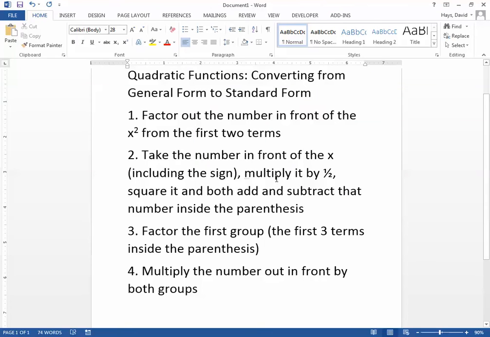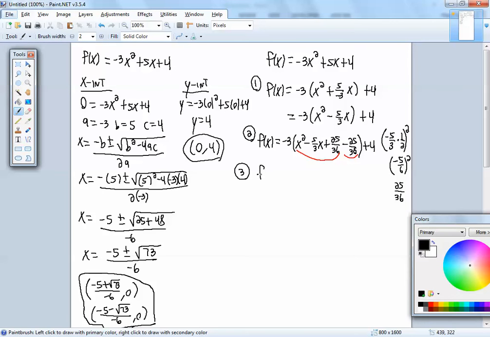Step 3. Factor the first group. So we got f of x equal to negative 3 times x minus 5/6 squared, minus 25 over 36, plus 4. So I factored the first three terms. Now it's pretty easy to factor if you remember this trick. Whatever number's right here, right before you square it, sign included, is always what goes right here.